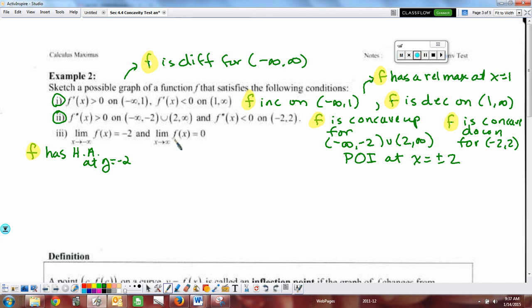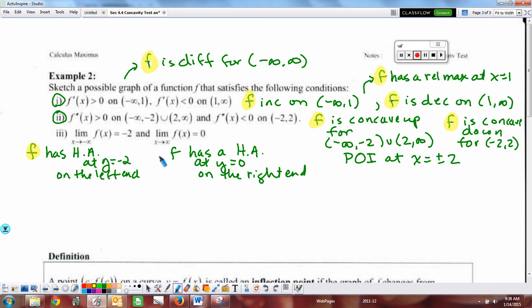And then we also know that, and this is on the left end, because it was going to negative infinity. And then here we have the limit as x goes to infinity of our function is 0. So f has a horizontal asymptote at y equals 0 on the right end.